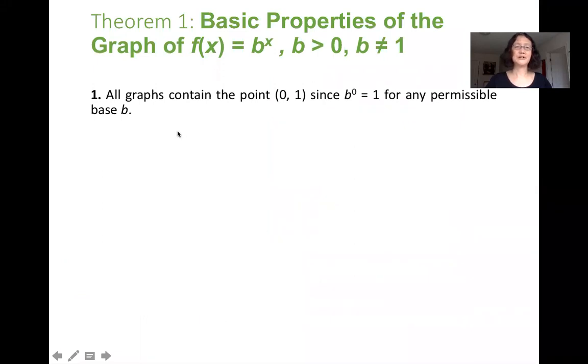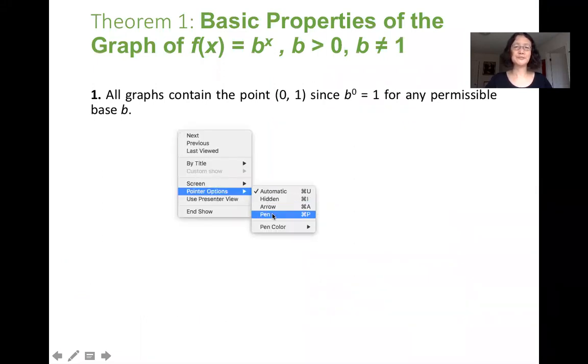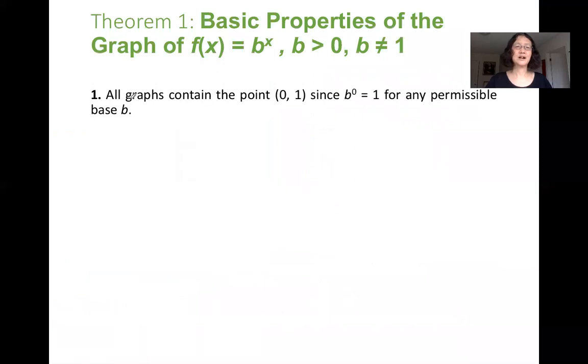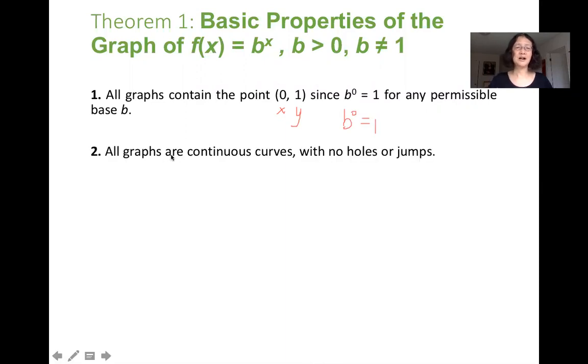Some properties of exponential functions. Our graph contains the point (0, 1). So when x equal to 0, y equal to 1. This is because any number raised to power 0 equals 1. All graphs are continuous curves with no holes or jumps. It is a very smooth graph.